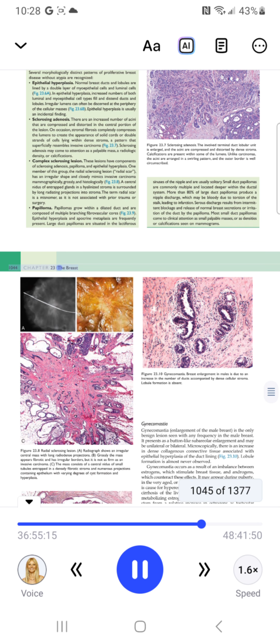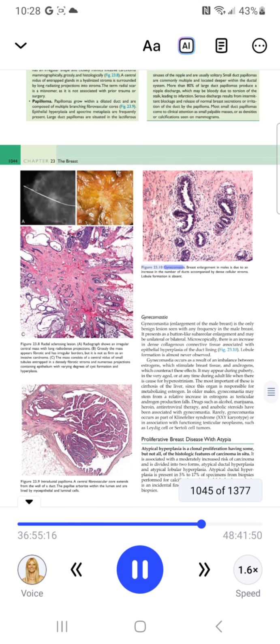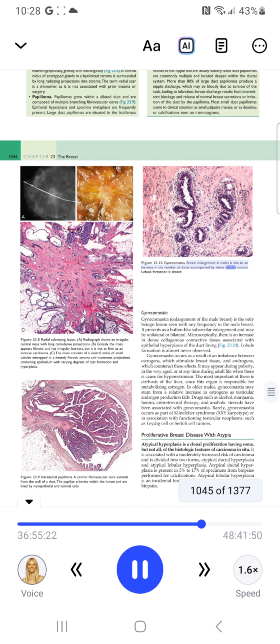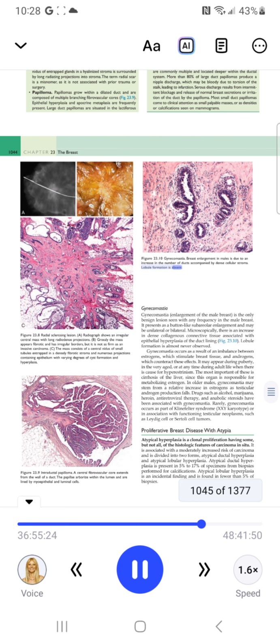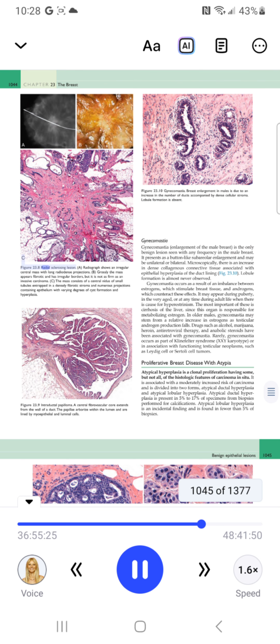Chapter 23, The Breast. Figure 23.9, gynecomastia. Breast enlargement in males is due to an increase in the number of ducts accompanied by dense cellular stroma. Lobule formation is absent.